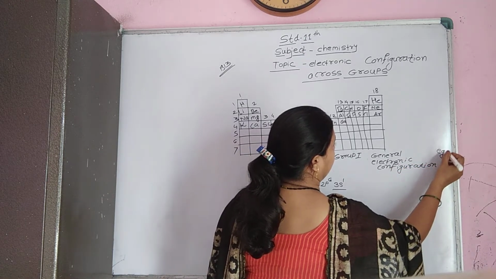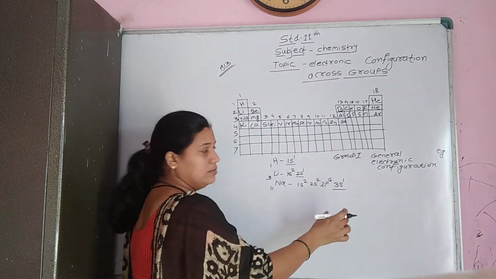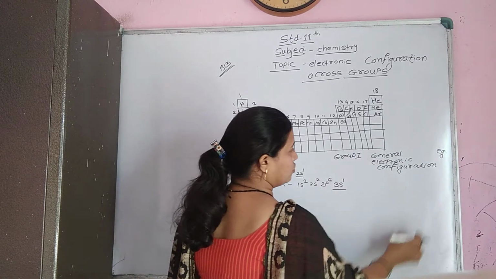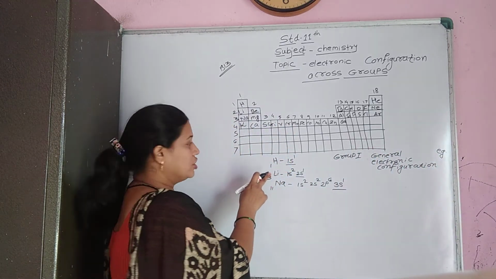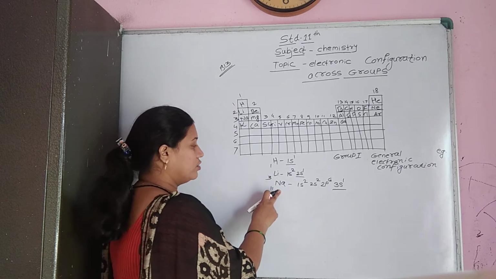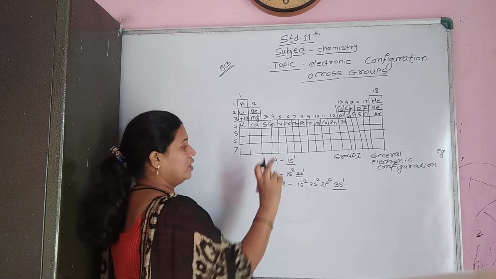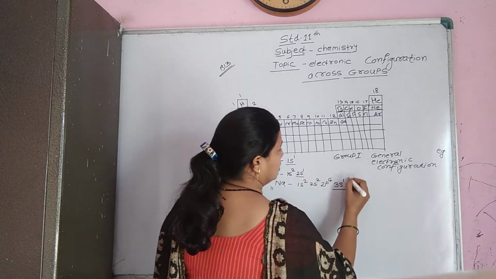Here all students have to write down these columns: group, general electronic configuration, and examples. In the examples, write down the electronic configuration of hydrogen, lithium, or we can also write the electronic configuration of sodium, or only two elements.